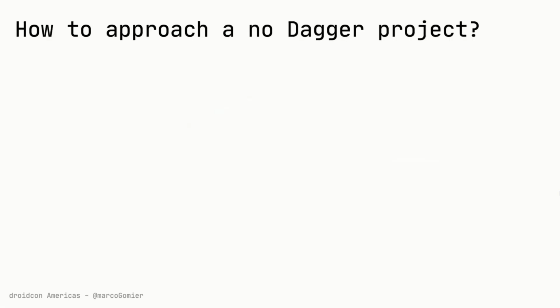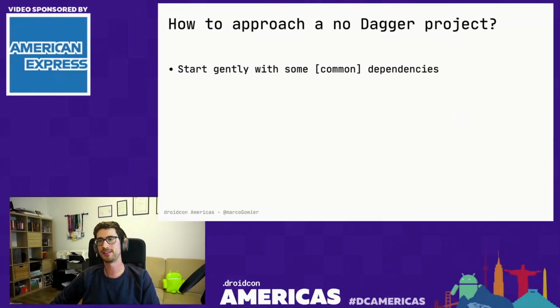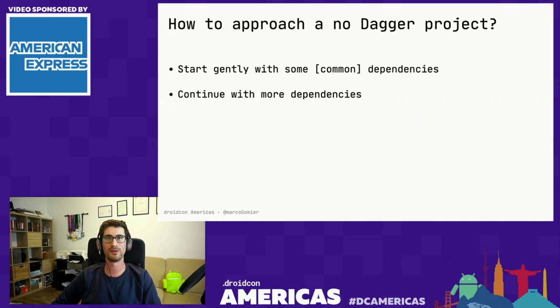Okay, but the approach that I follow to introduce Dagger is the following one. I started by leaving some dependency in the application class, and in parallel, I introduced Dagger with some dependency, and next I continued to introduce more and more dependency into Dagger until the application was pretty clean.